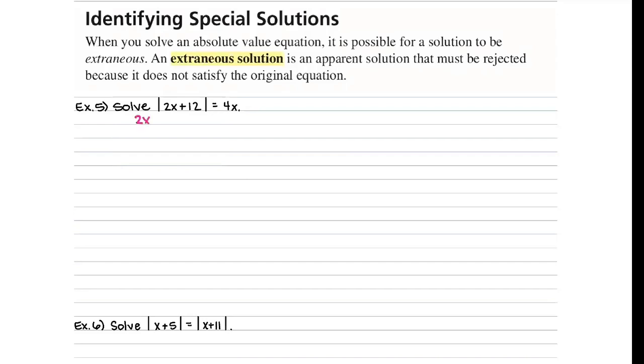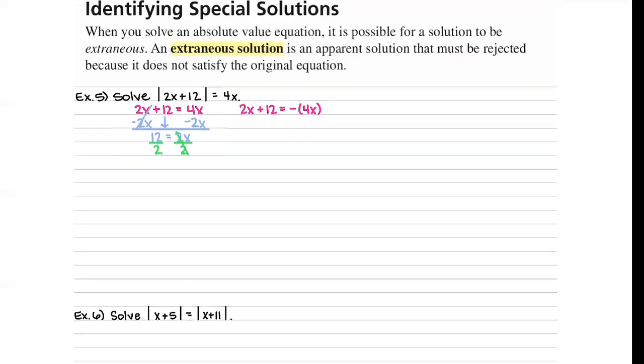First one's going to be 2x plus 12 is equal to 4x. Next one's going to be 2x plus 12 is equal to the opposite of 4x. So I'm just going to multiply the negative to the 4x. I'm going to work with the equation on my left. I'm going to subtract the 2x from each side to get 12 is equal to 2x. From there, I'm just going to divide each side by the 2 to get x by itself. So x is equal to 6.